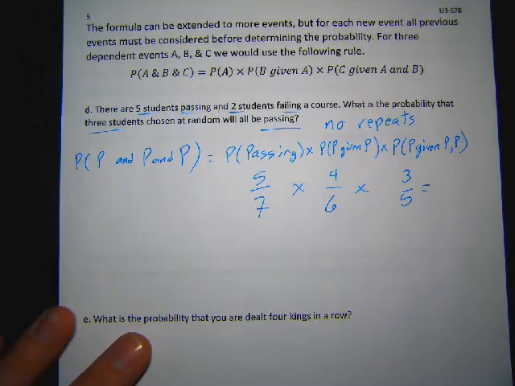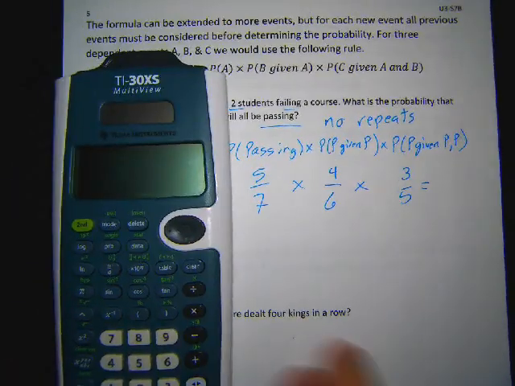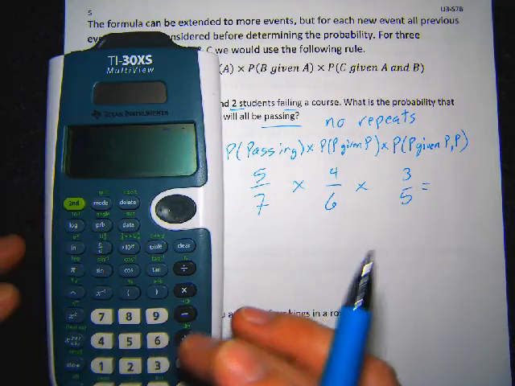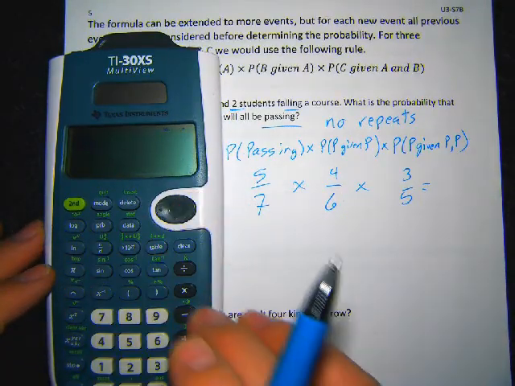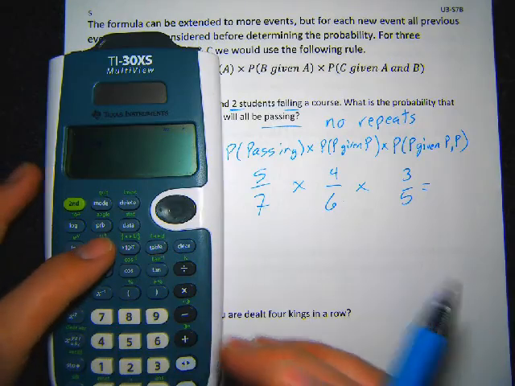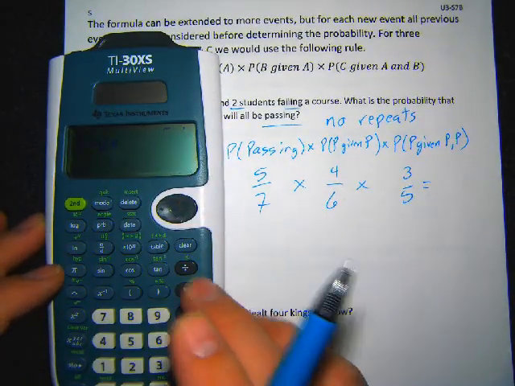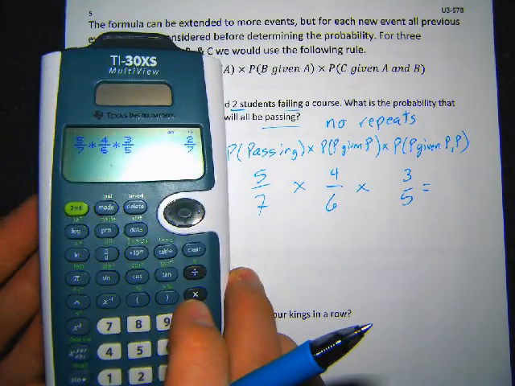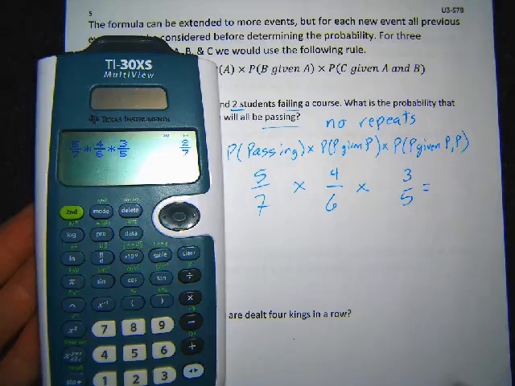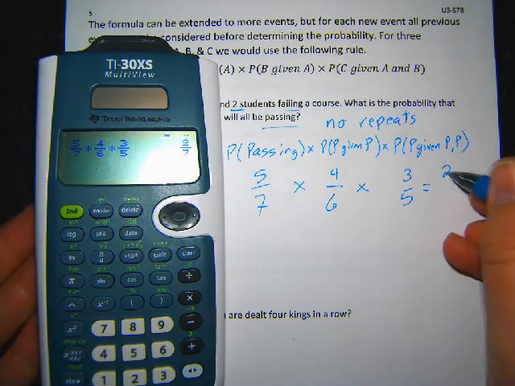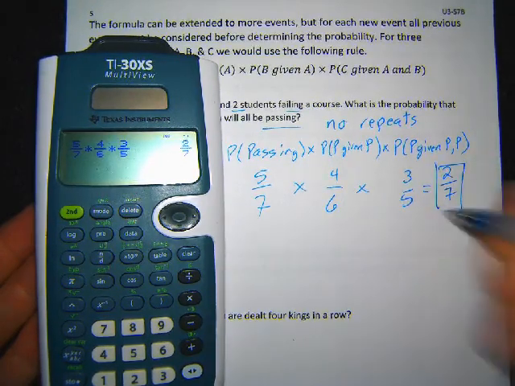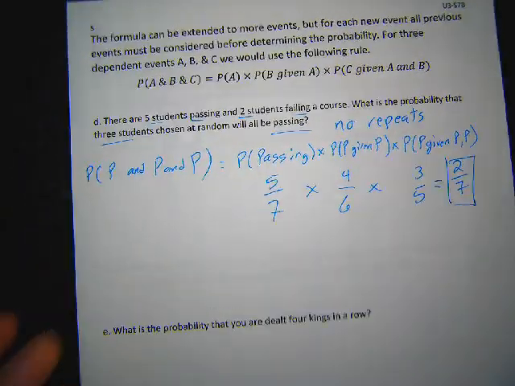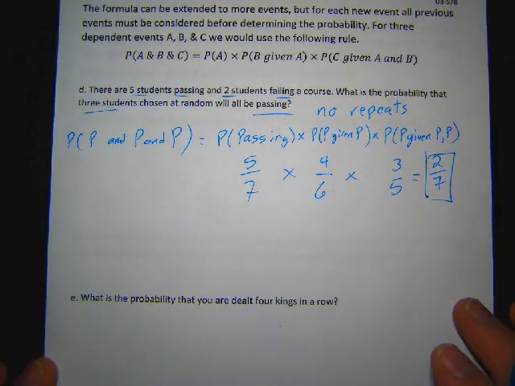Again, if you don't want to do it by hand, you can use a calculator. The TI-30 really makes this nice for fractions. You can use the fraction button, so type 5/7, get out of it, type times 4/6, go over times 3/5, and just multiply all 3 fractions. So 5/7 times 4/6 times 3/5 equals 2/7, and that's the simplified version of the answer. There you go. So that's the chance of getting all 3 passing. It's 2/7.